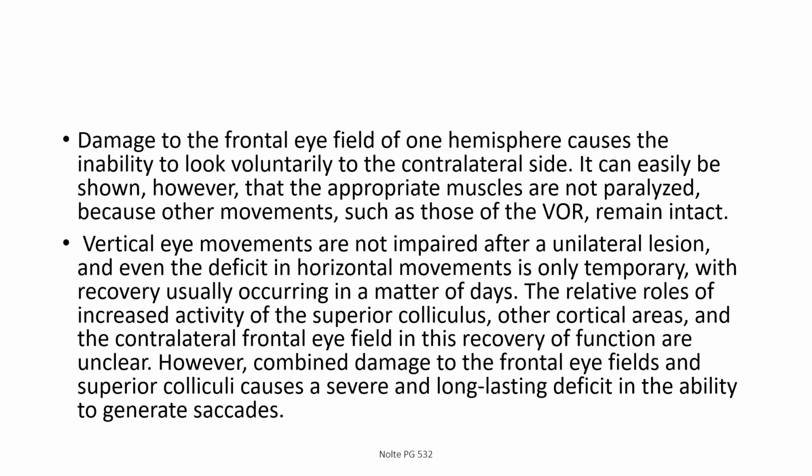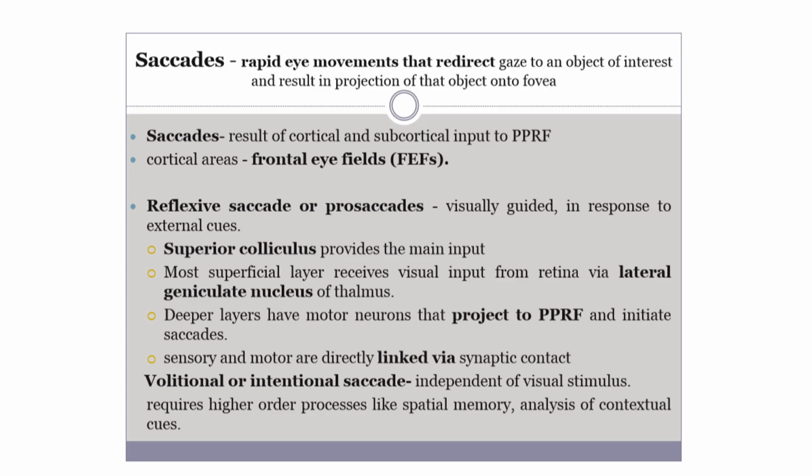The relative roles of increased activity of the superior colliculus, other cortical areas, and the contralateral frontal eye field in this recovery of function are unclear. However, combined damage to the frontal eye fields and superior colliculi cause severe and long-lasting deficit in the ability to generate saccades. So what are saccades? Saccades are rapid eye movements that redirect gaze to an object of interest and result in projection of that object onto the fovea, that sharpest point of vision.